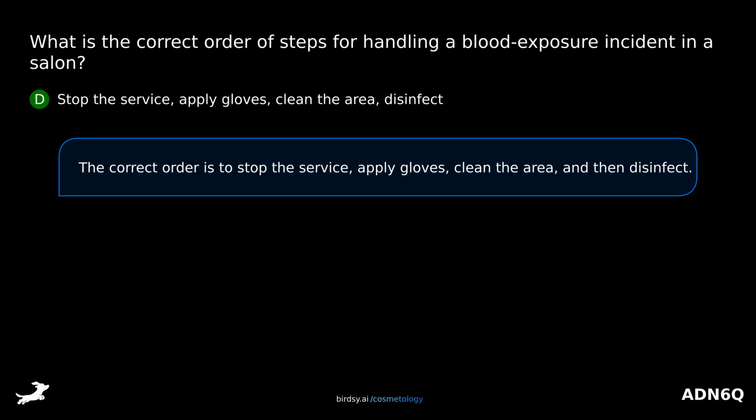Which layer of the skin is primarily responsible for the production of new skin cells? Is it A, dermis? B, basal layer of the epidermis? C, stratum corneum? Or D, hypodermis? The answer is B, basal layer of the epidermis.